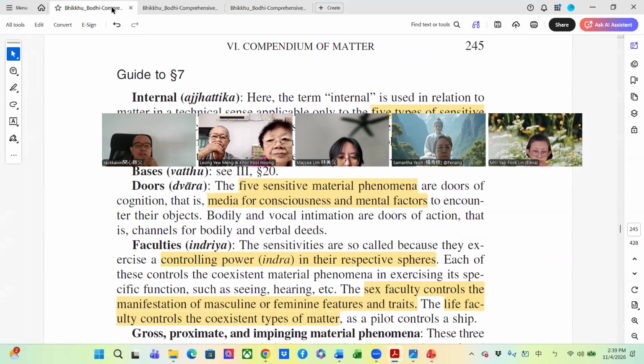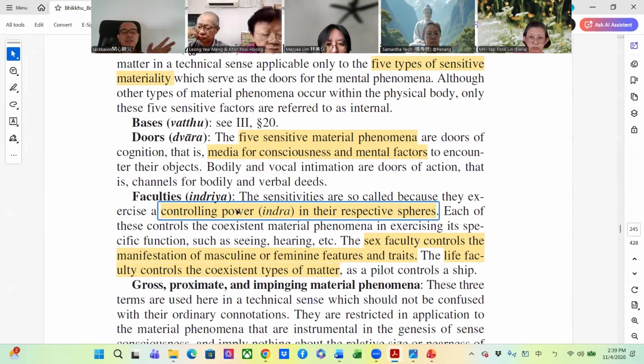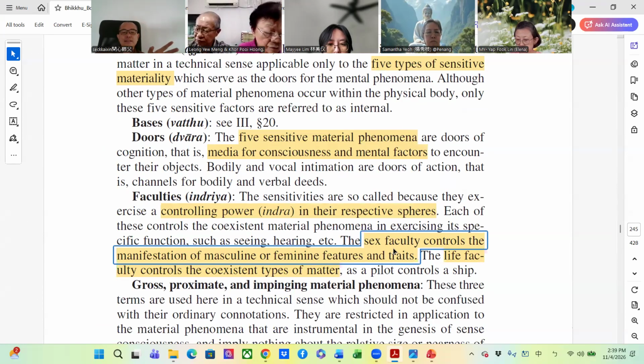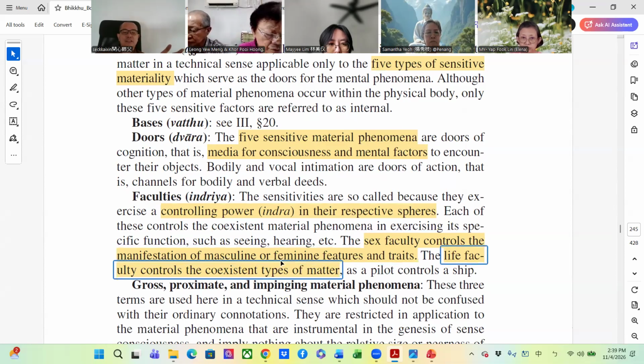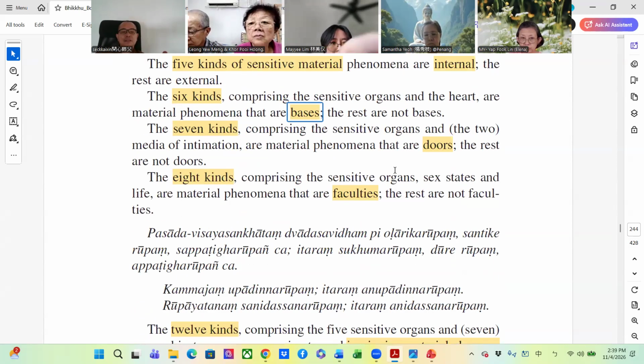So we go through the faculty. What does faculty mean? Indriya is controlling power in the respective sphere. The sex faculty controls the masculine, and the life faculty controls the coexistent part of the matter. So here is regarding the faculty, 8 types of faculty. The rest are not faculty. Class, the sex states, the sensitive organs, and the material, they are all faculty. The rest is not faculty.